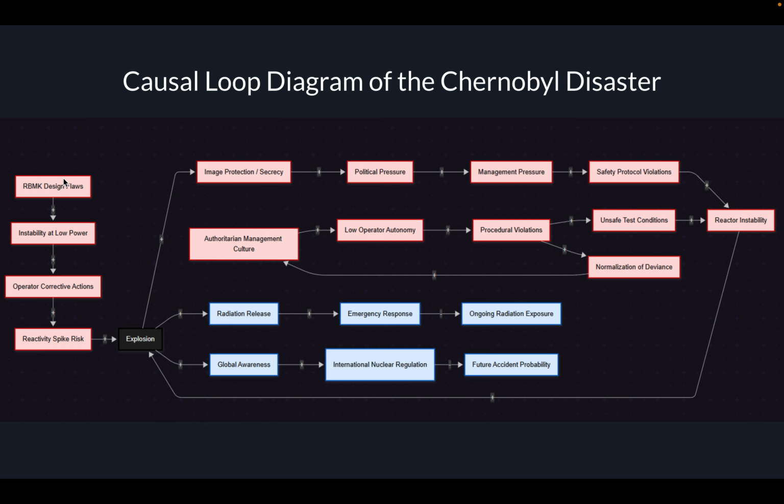Starting in the top left here, you can see that the reactor itself had major design flaws. One of these was instability at low power. With this instability at low power, the operators had to make corrective actions, and if they made the wrong ones, there was a high chance of a reactivity spike risk, which is the next one, and that can lead to an explosion, such as what happened in the Chernobyl disaster itself.